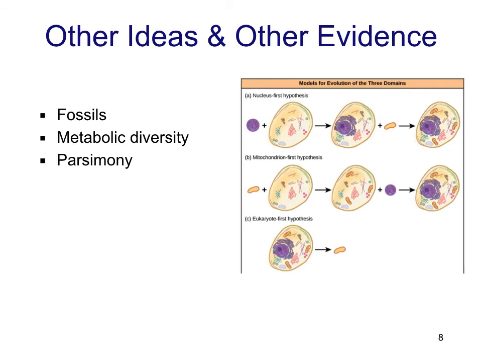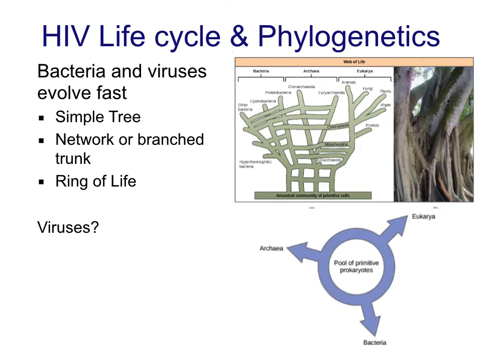But no matter what you think, the history of life is far different than what Darwin originally thought. We know that life goes at different paces for different organisms. That Darwin's simple tree is at best a networked or branching tree, and the ring of life idea is that maybe horizontal gene transfer was really important, in that the primitive pool of prokaryotes shared genes pretty regularly.